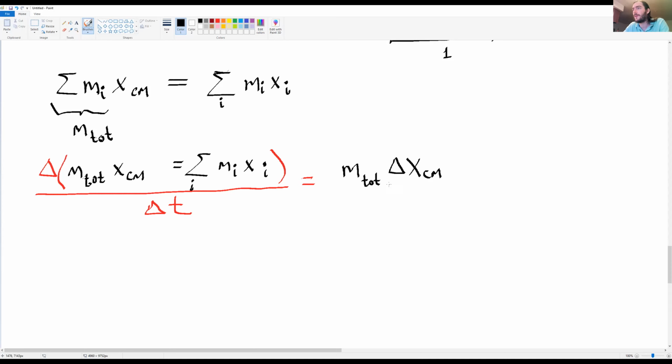Okay? We're dividing this equation by delta t. Well, you can clearly see that this expression delta x over delta t looks like a velocity, and it is. Let's see what happens on the left side now. On the left side, again, none of the masses are changing. But the positions of the masses could be changing. I forgot my delta here. The position of the masses could be changing, right?